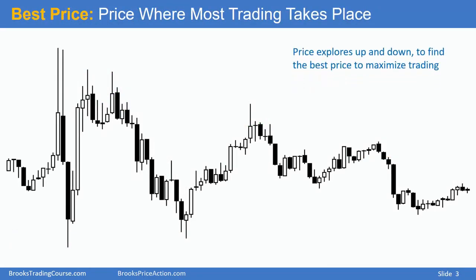The market's constantly trying to find the best price, the price where most trading will take place. If the market goes up too high, not enough traders will be willing to buy. The volume will disappear. If it goes down too low, not enough traders are willing to sell. So the market's constantly probing up and down, trying to find the price where most trading will take place.